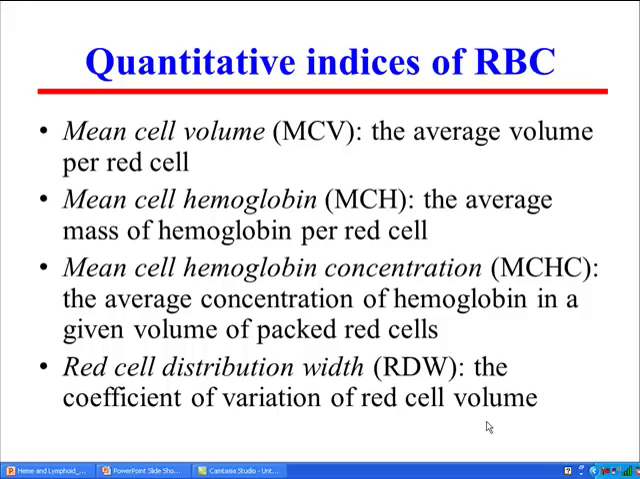The mean cell hemoglobin is the average mass of hemoglobin per red cell. The mean cell hemoglobin concentration is the average concentration of hemoglobin in a given volume of packed red cells. And then the red cell distribution width is just the coefficient of variation of red cell volume. These are just samples of some quantitative indices of red blood cells, but pathologists also look at the peripheral smears and subjectively judge the size, the color, and the shape of the red blood cells in order to make a diagnosis.